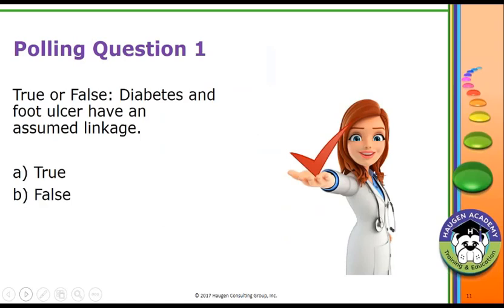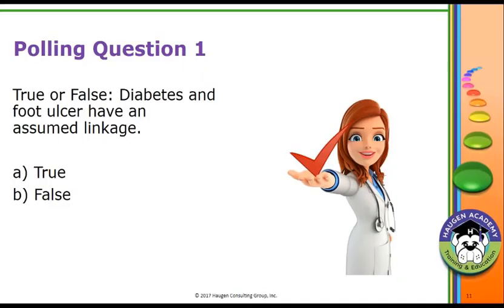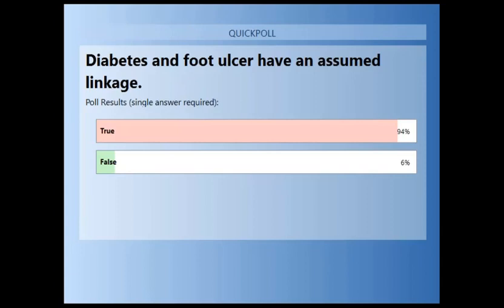Kathy, would you lead us through the polling question, please? Kathy, are you there? I'm not hearing Kathy talk. Okay, I don't hear Kathy, so I'm going to go ahead and read the polling question. It looks like the poll is up. So true or false, diabetes and foot ulcer have an assumed linkage. Is that true or is that false? So go ahead and make your selection. And Kathy's running the poll for us. So Kathy, we lost Kathy on audio, but okay.